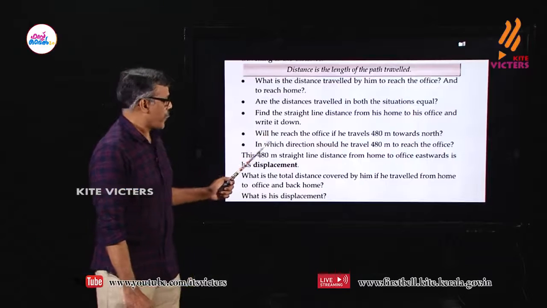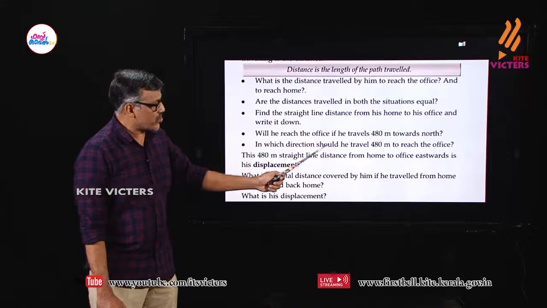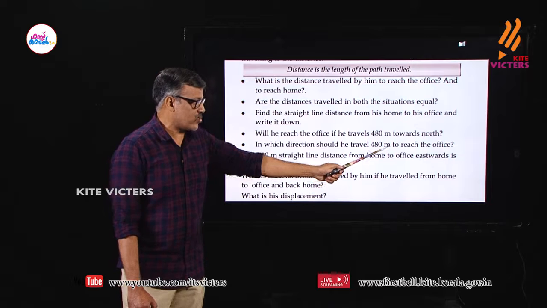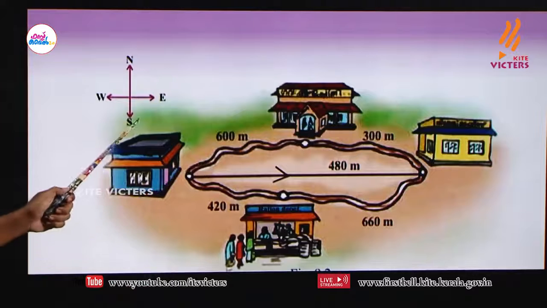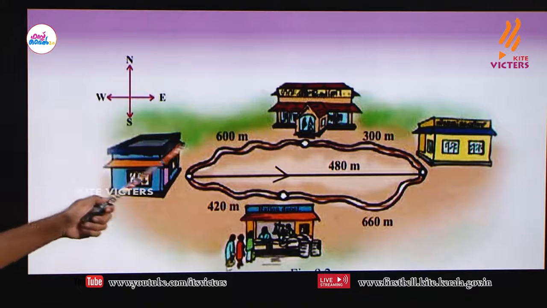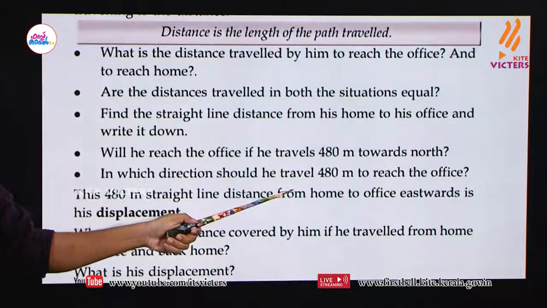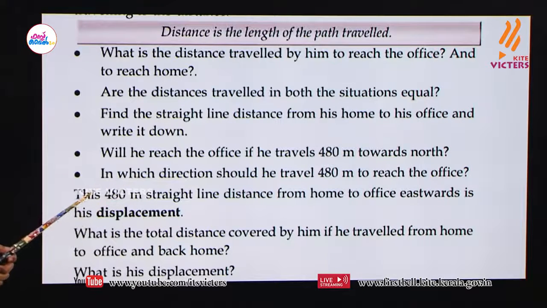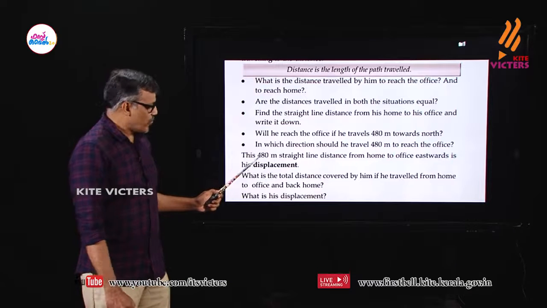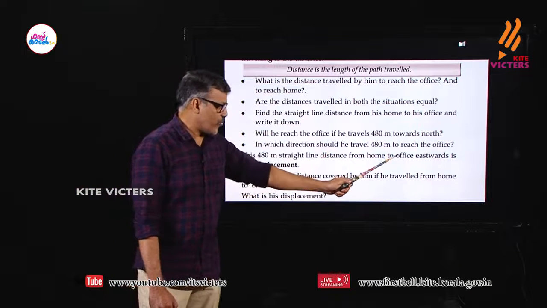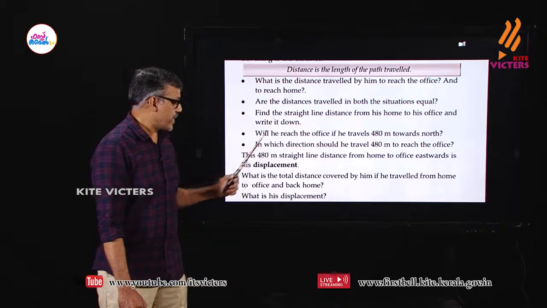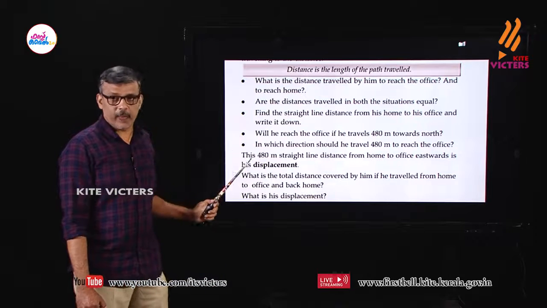Next question, in which direction should he travel 480 meter to reach the office? Yes, he needs to travel in eastern direction. So, finally, this 480 meter straight line distance from home to office towards east is his displacement.